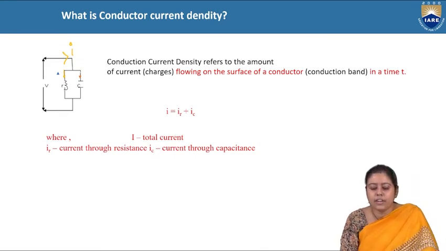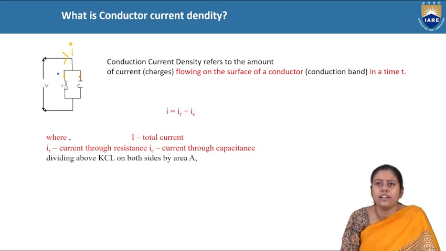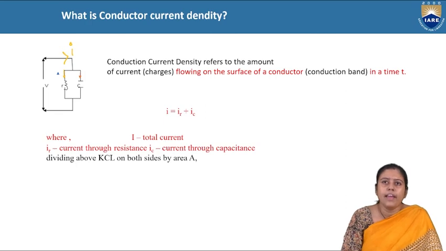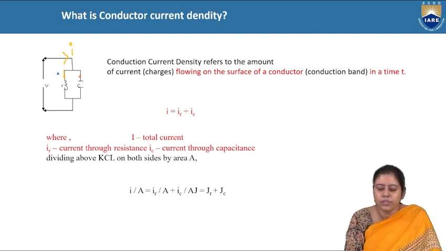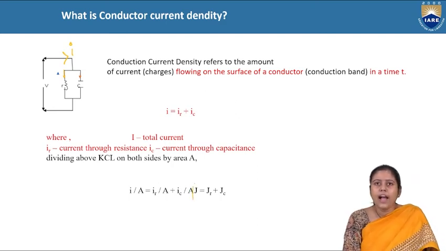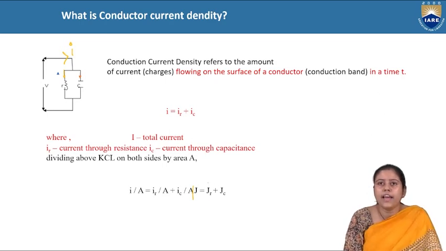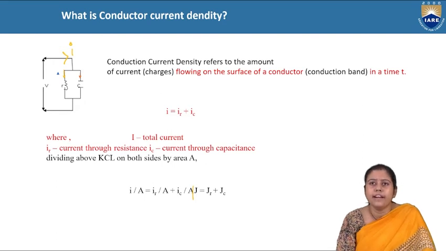So I is the total current, IR is the current through the resistance, and IC is the current through the capacitance. So we are dividing it using KCL. We are dividing it by area A. So I by A is equal to IR by A plus IC by A. So we can write I by A is equal to J, the total current density, is equal to JR plus JC. What is JR? Conductor current density, and JC we have already discussed, displacement current density.